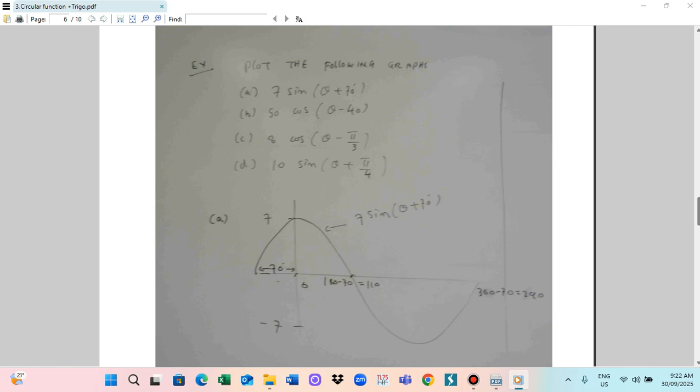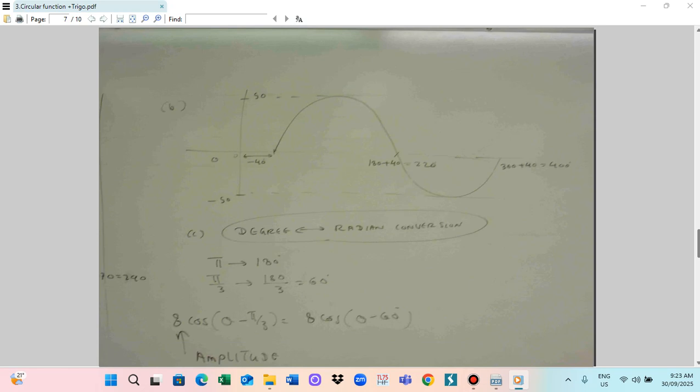This angle is cut at 180, no longer 180. It will be 180 minus 70, which is 110. And this one will be 360 minus 70, which is 290. So this is the graph of 7 sine theta plus 70 degrees.